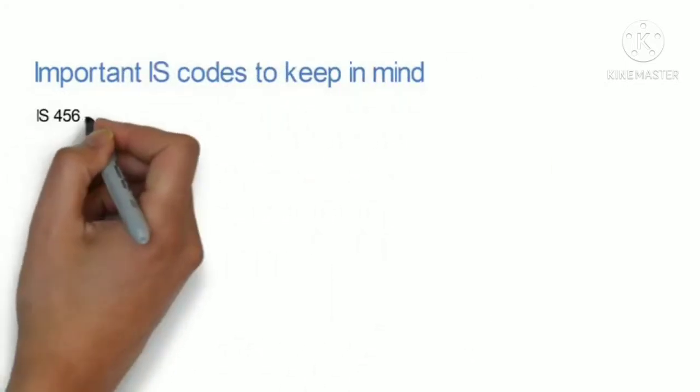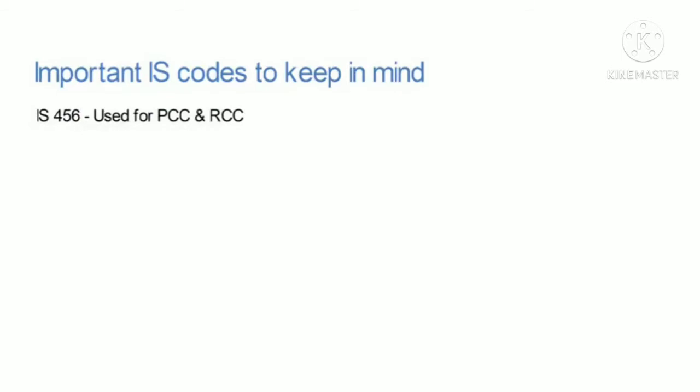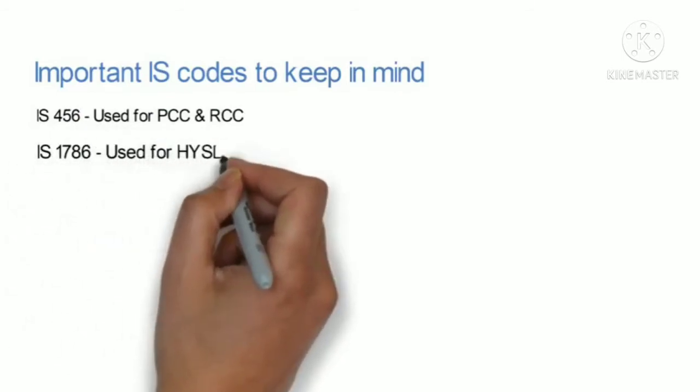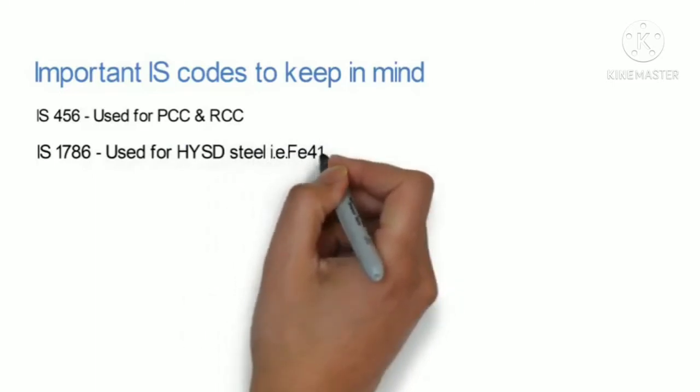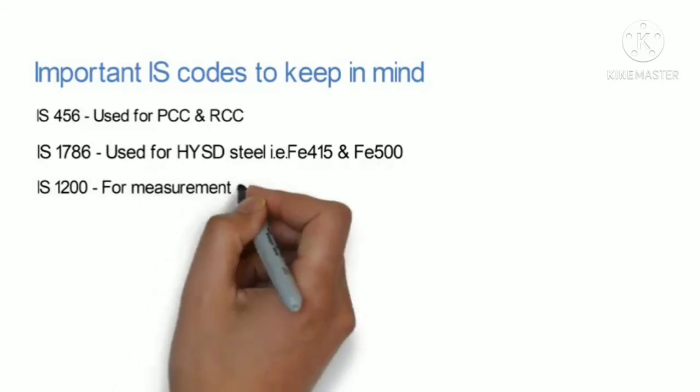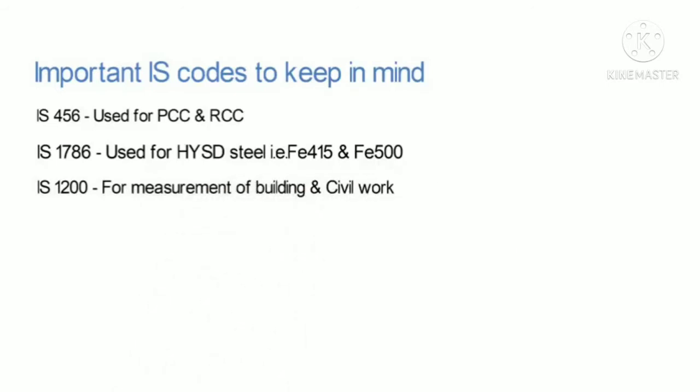Important IS codes to keep in mind. IS 456 is used for PCC and RCC. IS 1786 is used for HYSD steel bars, that is Fe 415 and Fe 500. IS 1200 is used for measurement of building and civil works.